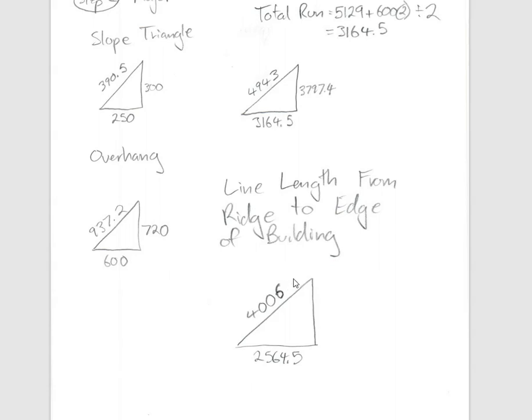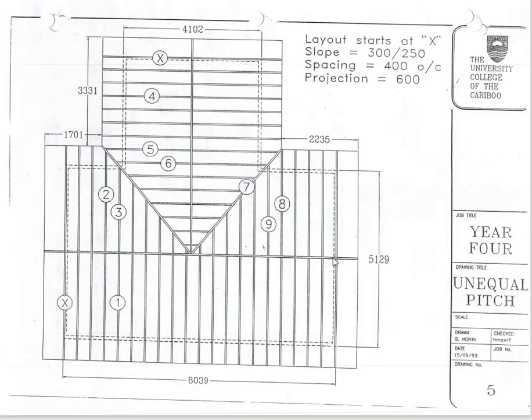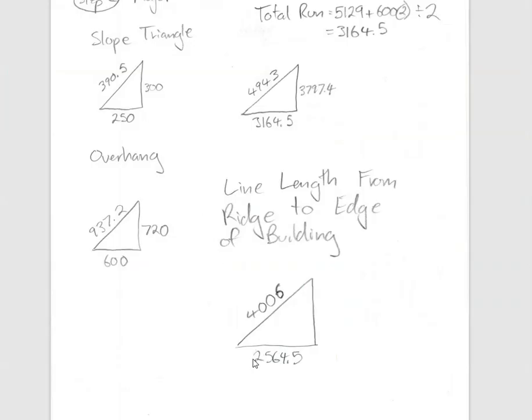We can do this in a couple different ways. I've just taken this distance here, 5129 divided by 2. That's what that would be. And then I proportioned it off against any of these triangles. They're all the same difference. And then we have a line length of the major of 4006. So that's all the information we need to get started on the major.